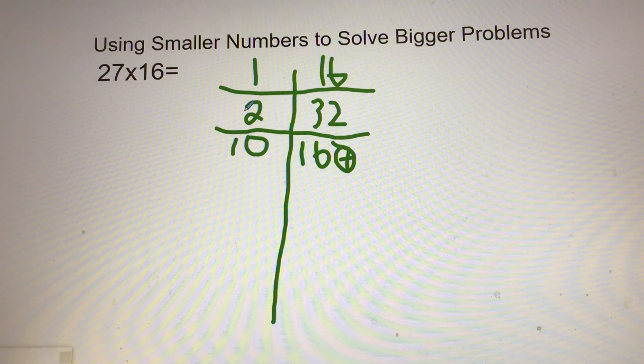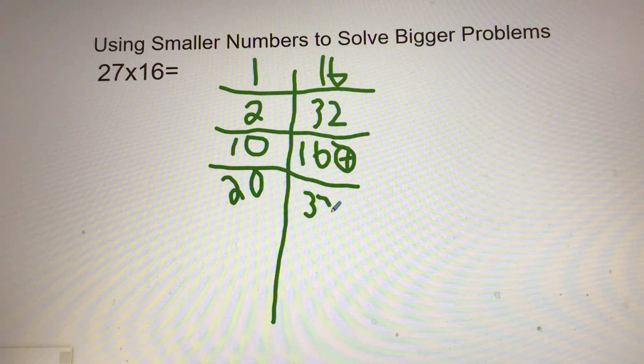But some of us may be able to say, ooh, 2 times 10 is 20. So that would be 32 times 10 is 320. See that? How some of us might have seen a bigger jump? Okay. So now I have 20 is 320.